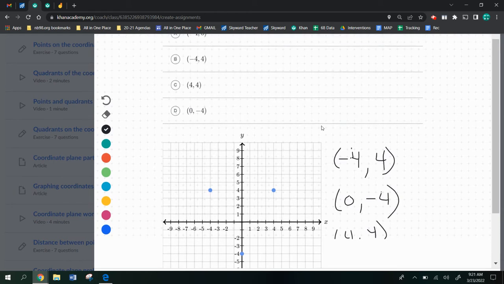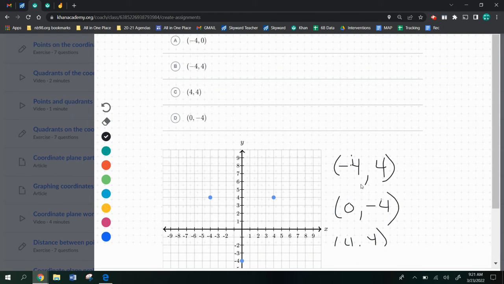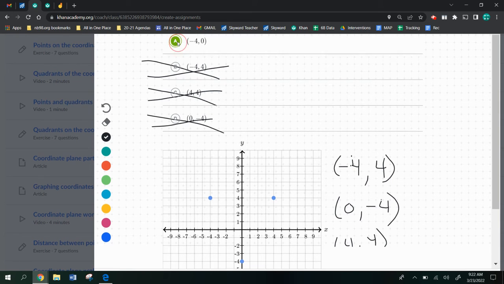So I'm going to go up here. Let's see which ones aren't listed. -4, comma 4, that's B. That one is on the graph. 4, comma 4 is my last one that I plotted. And then 0, -4 is right there. A is the one that's not on the graph.